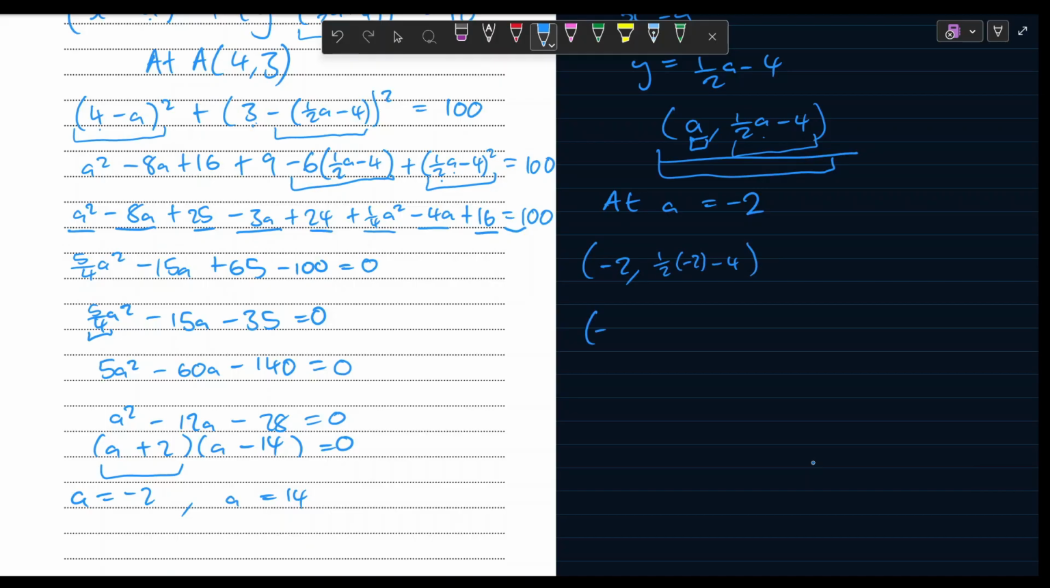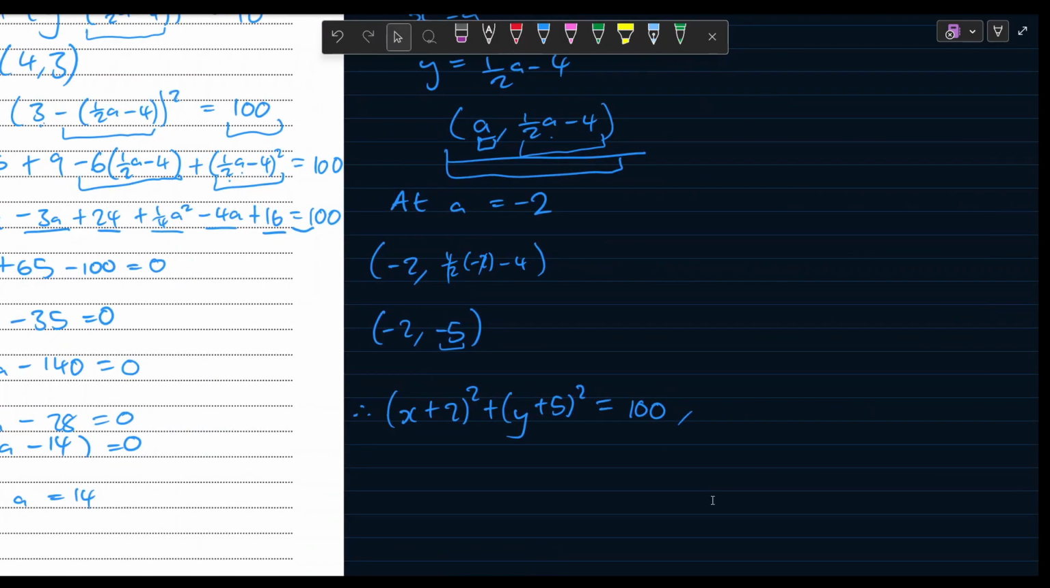So the coordinates here would be negative 2, half times the 2 cancel out, so you end up with negative 1, negative 4, which is negative 5. So here you'd get that the equation of the circle is x minus minus 2, so x plus 2 squared, plus y minus minus 5, so y plus 5, this is squared, and this is equal to our radius squared, which is 10 squared over 100. Okay, and then the second possible outcome is at a is equal to positive 14.